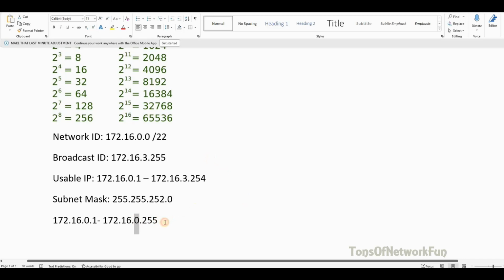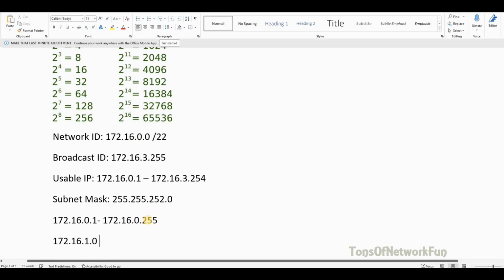This 0 will become 1. So now I need to move on to 172.16.1.0, and this is actually a usable IP. This is not a network ID or anything because this falls within this subnet, right? 0.0 until 3.255. So this is actually a usable IP. You can provide it to a host, and the system will understand that. It will not reject or anything. But this one is a network ID. We cannot use this as a host, right? This is not a usable IP. It's a network ID, but this will be a usable IP.